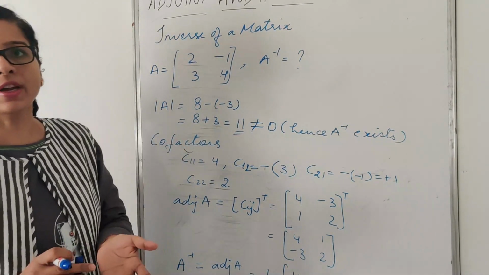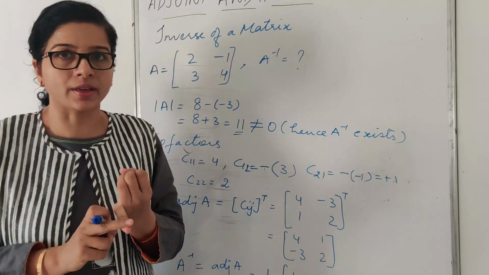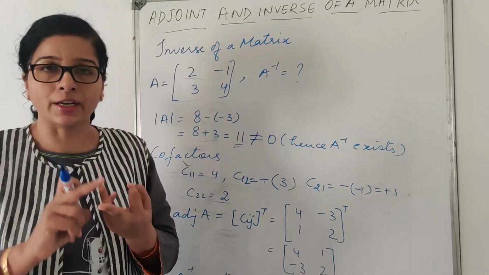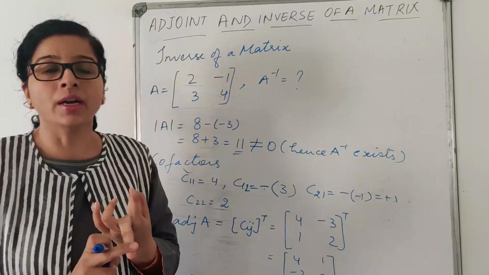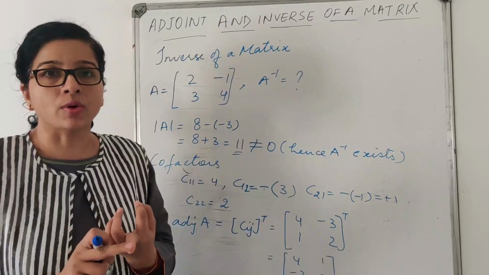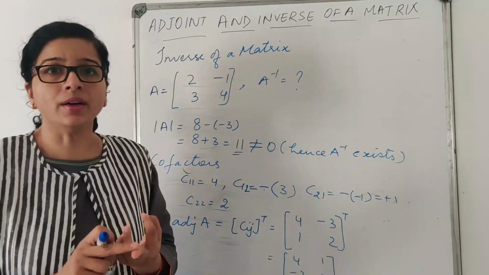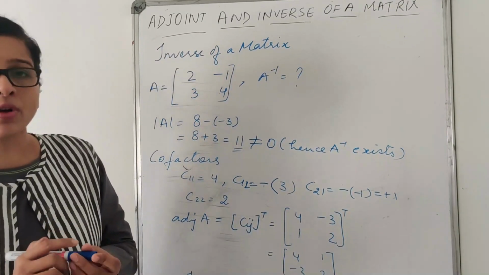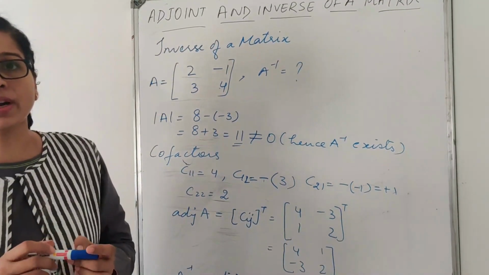So what procedure have we followed? First of all, we calculate the determinant. After determinant, cofactors, then adjoint. Adjoint is nothing but the transpose of the cofactor matrix, and then A inverse. A inverse is equal to adjoint of A divided by the determinant of A. Okay. Now we'll solve one question for a 3 cross 3 matrix to find the inverse.